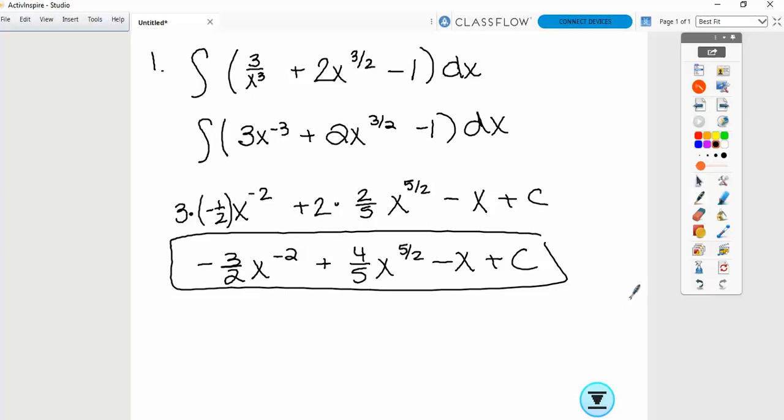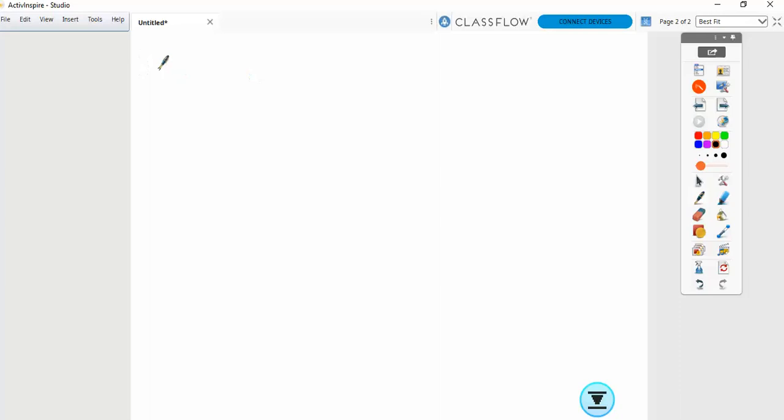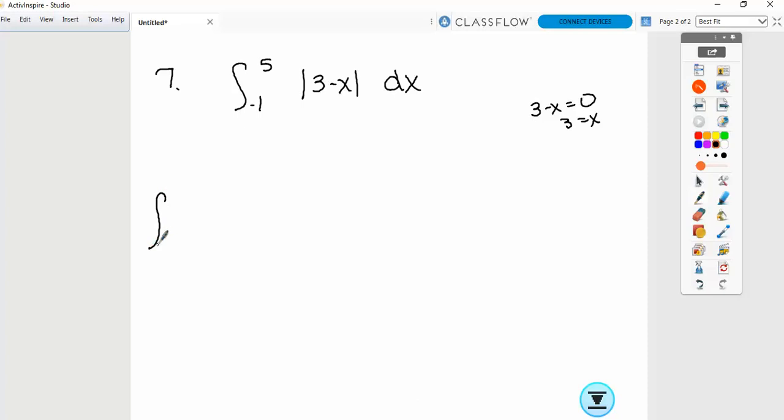Might be useful to try a couple of these. How about number 7, the absolute value one? That's one that I know we've struggled with a little bit. So you have to rewrite it without an absolute value first. To do that, you take whatever's inside your absolute value, set it equal to 0. So we get x to be 3. So that's where we break up our interval.